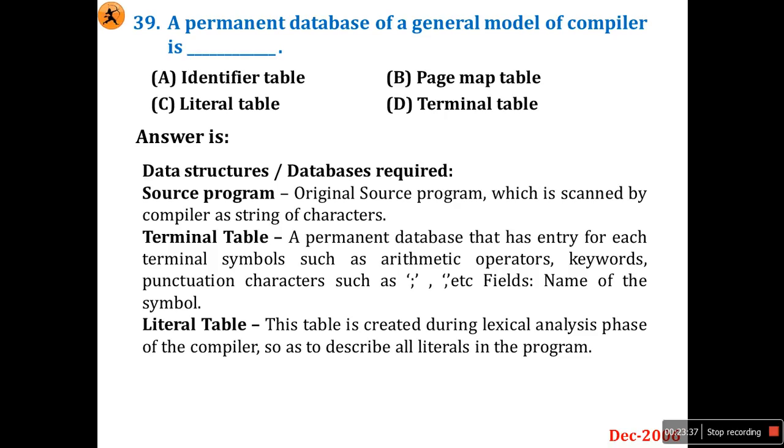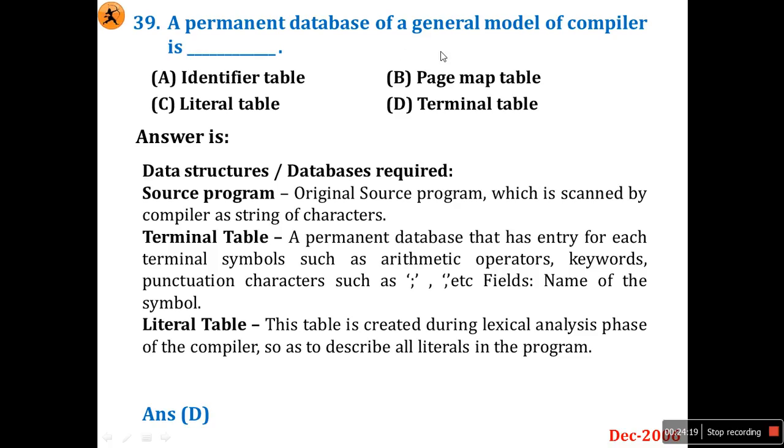For example, each field name is the name of the symbol. This is the terminal table. Now look at the literal table. This table is created during the lexical analysis phase of the compiler, so it has to describe all literals in the program. So these are all the options. Now look at the question. A permanent database of a general model of a compiler is definitely permanent. This word itself, what is your terminal table? A permanent database that has an entry for each terminal symbol, such as arithmetic operators, keywords, punctuation characters. That's why it is a direct question; if you know the answer, you can answer in 30 seconds.